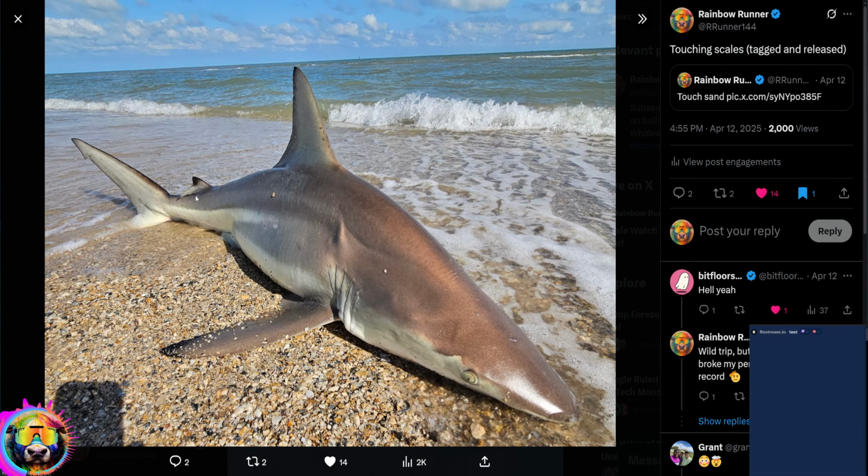If you guys don't know, black tips don't get too big. Thank God, because surfing and playing in the water would not be a thing if these things hit 10 feet. I think the world record's probably like 8 foot, but for the most part, we rarely ever see them over 5 feet.